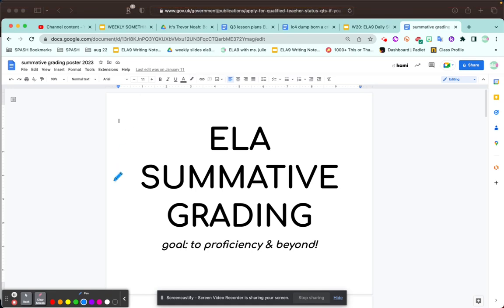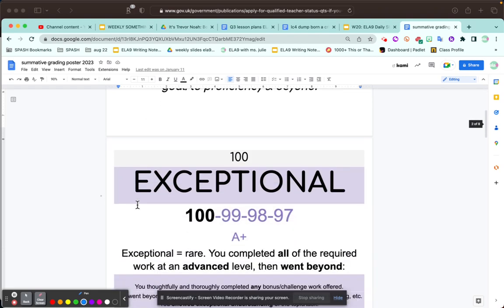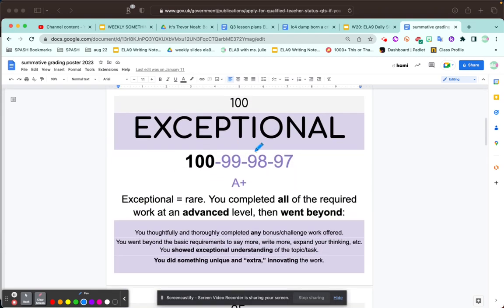All right, so let's go down here to exceptional. Exceptional is rare. We've talked about this. I'm trying to circle it. And exceptional means you did something super extra with your work. So you went beyond just knowing how to do the basics and you got creative. You maybe wrote more, showed more thinking, you showed exceptional understanding, and you did something unique to innovate the work.